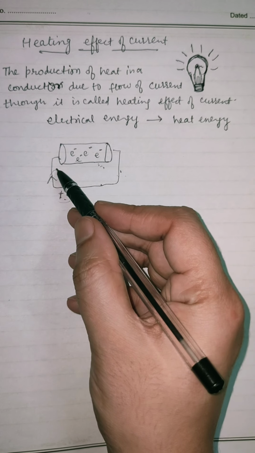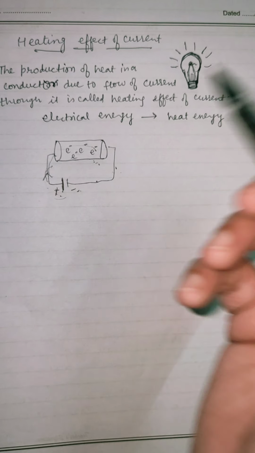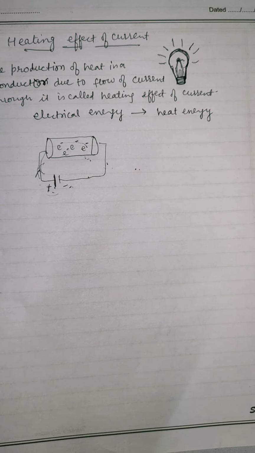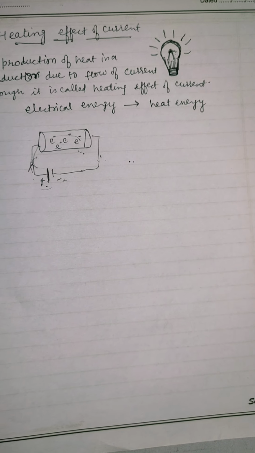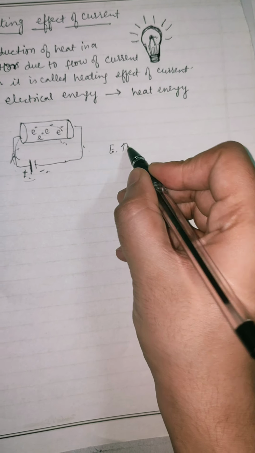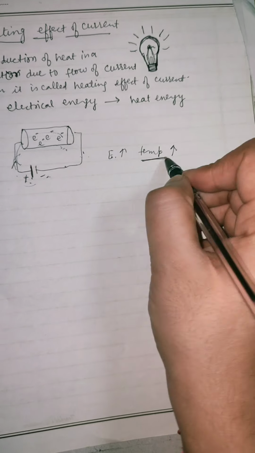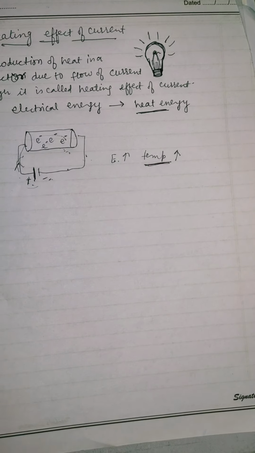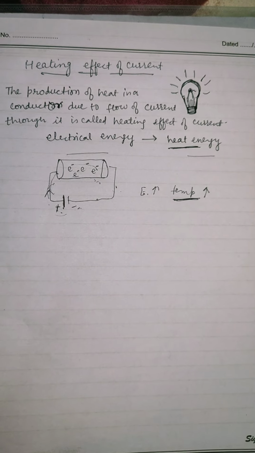When the charged particles flow from here, then electrons move from here due to opposite charge. So the kinetic energy of free electrons is transferred to the ions of the conductor, and the ions vibrate about their mean position, and the total energy of the ions increases. When energy is increased, the temperature of the conductor also increases. When temperature increases, heat increases, and this is how electrical energy is converted into heat energy.